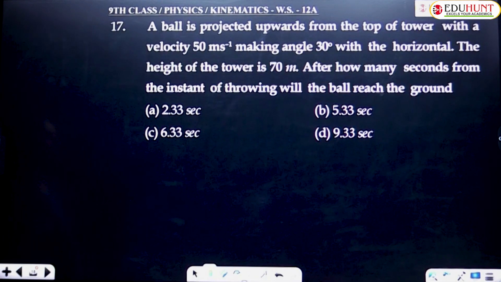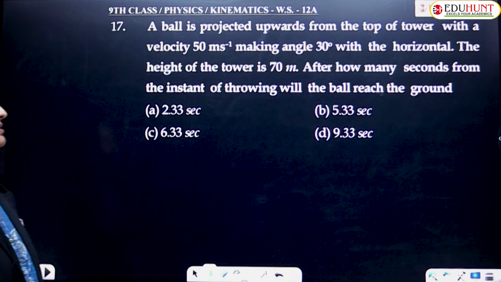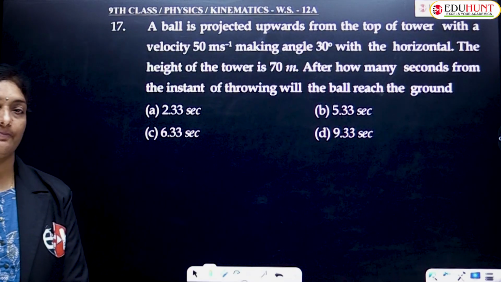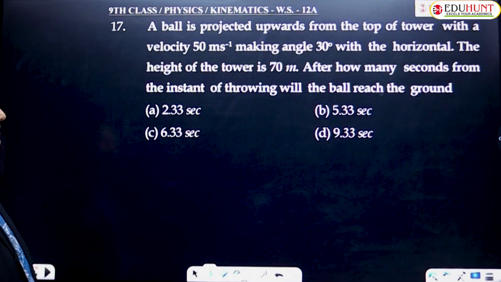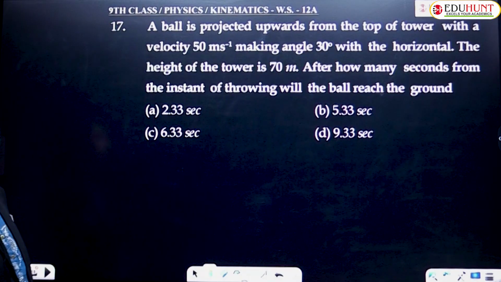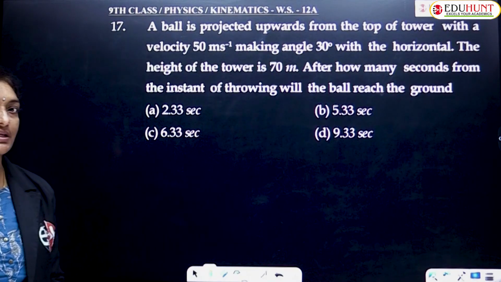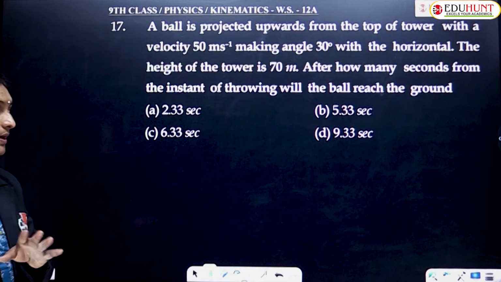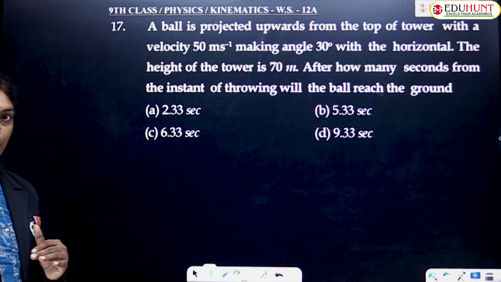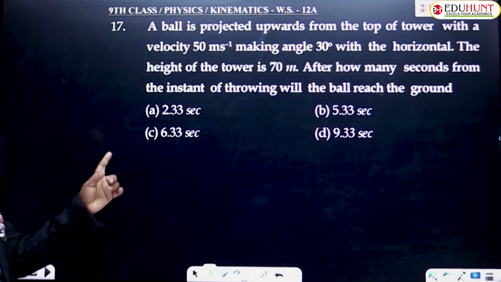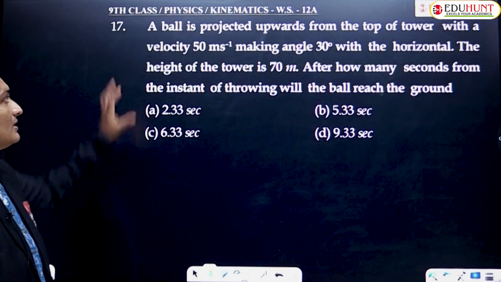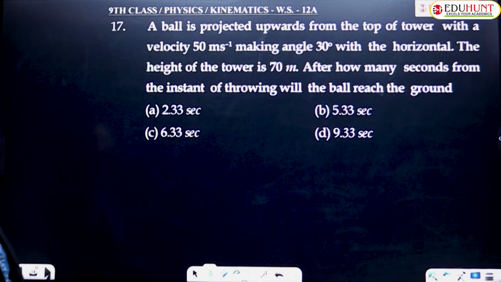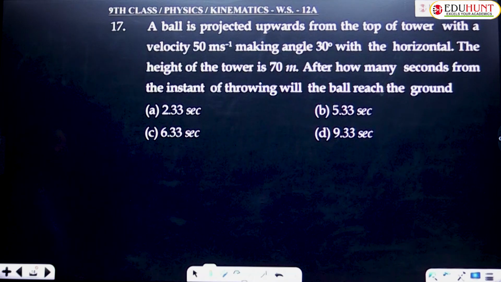Question number 17. A ball is projected upwards from the top of a tower with a velocity of 50 meter per second. So where is the body projected? The body is projected upwards from where? From the top of a tower. This is the question, the concept of projection from the top of a tower. Just move to the previous concept and listen to that carefully. With what velocity is the body projected? 50 meter per second, making an angle of 30 degrees with the horizontal.